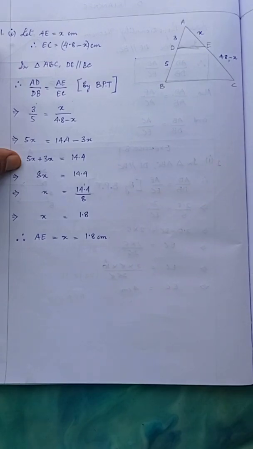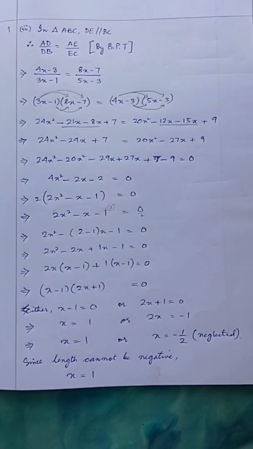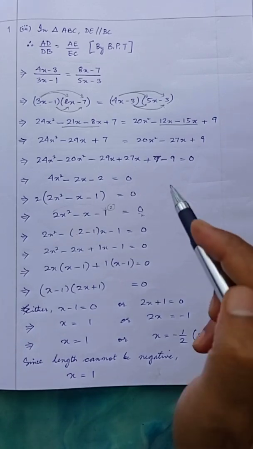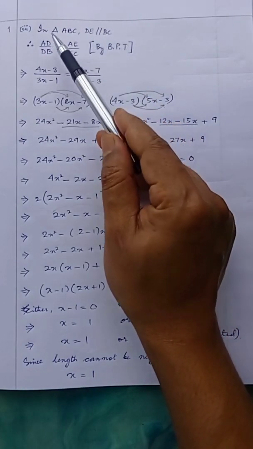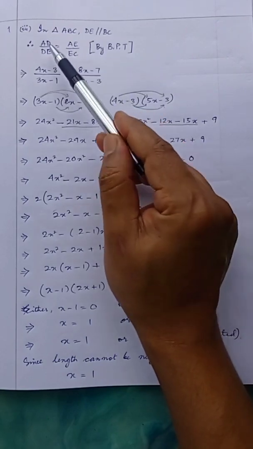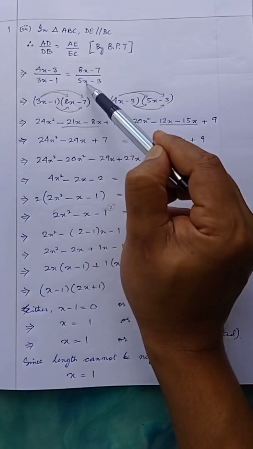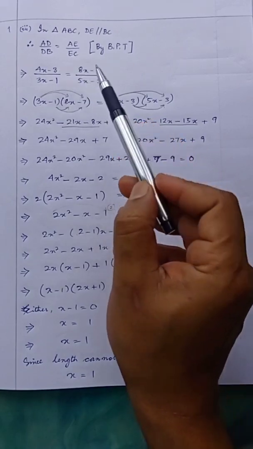Then for our last question, we'll be solving question number 1, sub number 3. In this question, AD, DB, AE, EC, all of them are given but in the form of x. So we have to find the value of x. Just use the theorem like before. In triangle ABC, DE is parallel to BC, therefore AD by DB equals AE by EC, and then you put the values. After putting the values, just cross multiply.